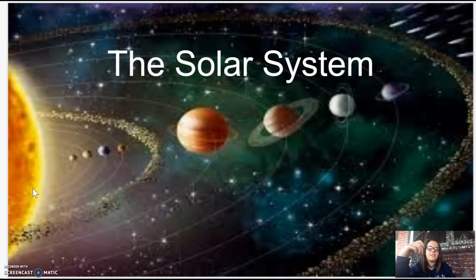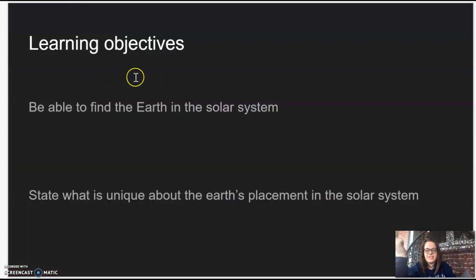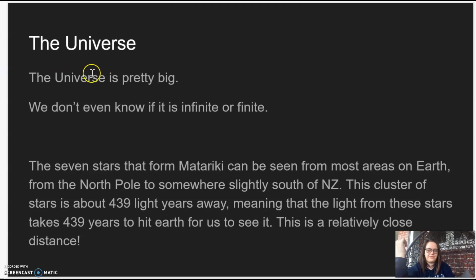This PowerPoint is about the solar system, as you can see here. Learning objectives for today: be able to find the Earth in the solar system, and state what's unique about the Earth's placement in the solar system. So starting off, we're going to the universe.